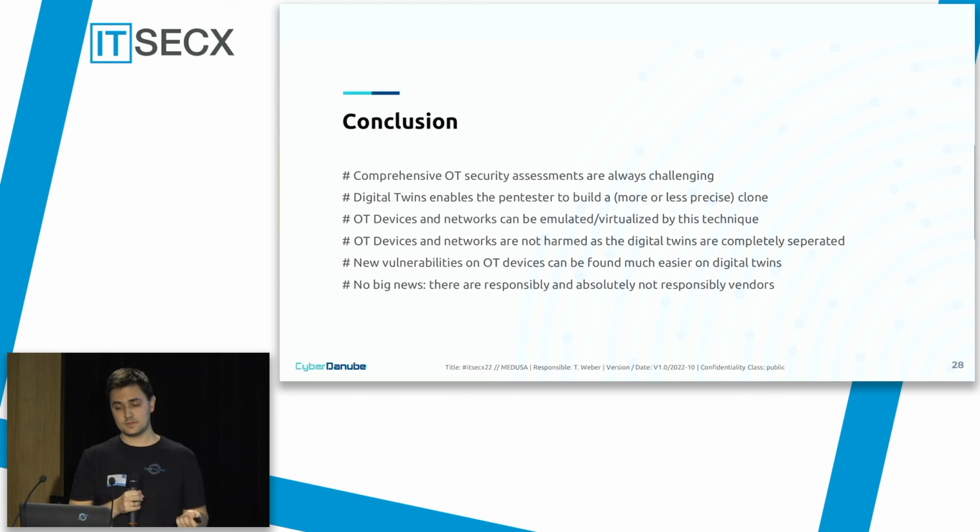And if you want to find new vulnerabilities, you can analyze them really precise in the process, on the process level and everything else, by using a digital twin, because sometimes you just don't really have access to the real device, to the console of the real device. And yeah, that's a really big advantage. And yeah, no big news. So you have responsible and not responsible vendors, but we all know that.